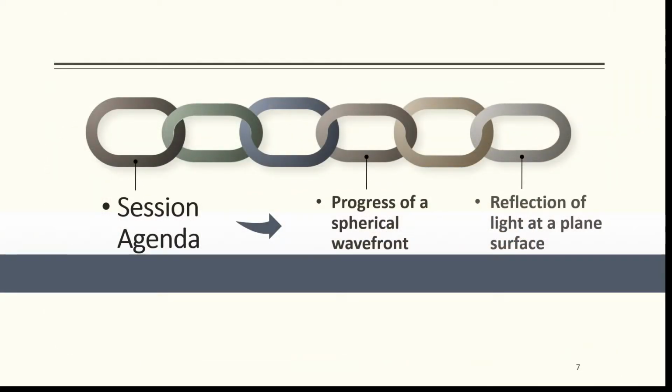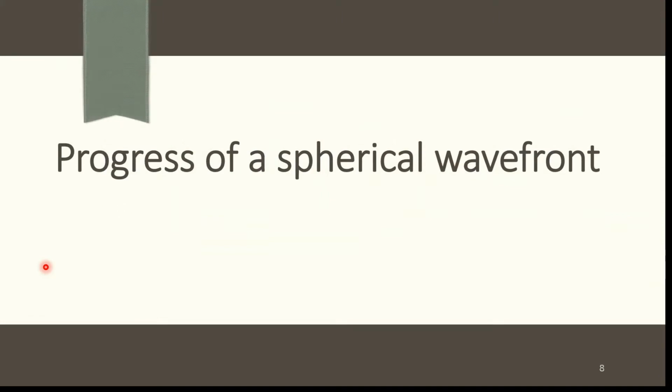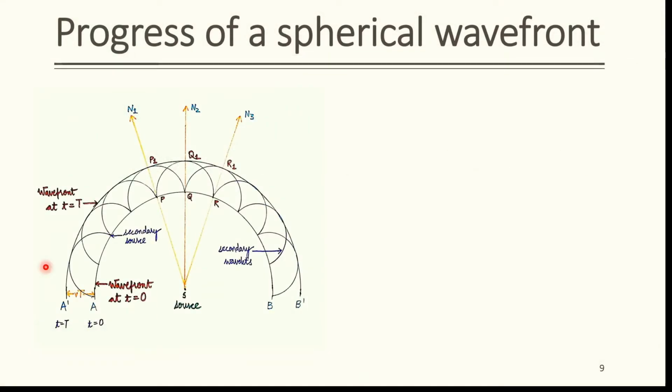In this session, we will cover progress of a spherical wavefront and reflection of light at a plane surface. Let us discuss progress of a spherical wavefront. If we know the shape of a wavefront at any time, we can easily determine the shape of a wavefront at any later time by means of geometrical construction based on Huygens principle.